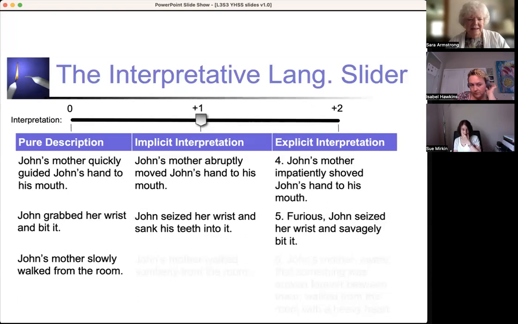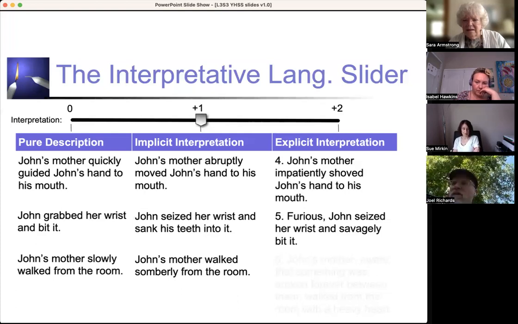One more. John's mother slowly walked from the room. John's mother walked somberly from the room. What would be an explicit interpretation? About how she walked in the room. John's mother stomped out of the room. Stomped would definitely be in that direction.